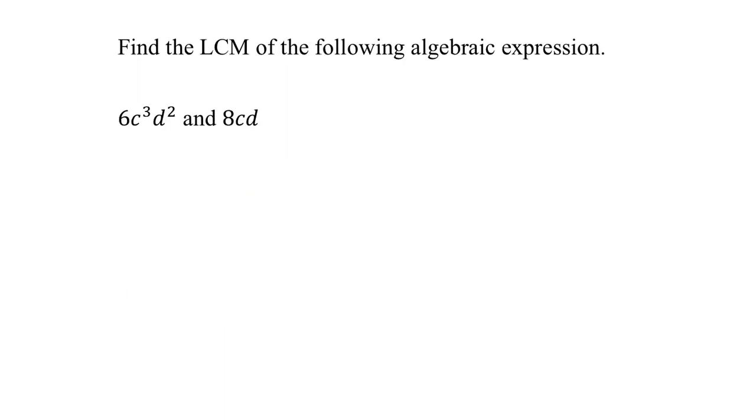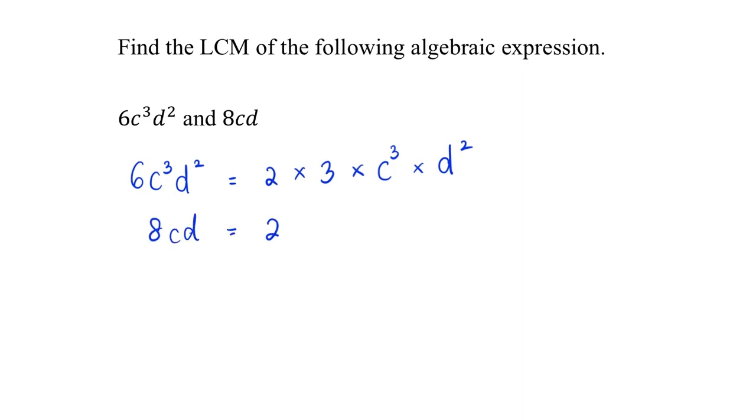Hello everyone, welcome to this part of the problem where we are required to find the LCM of the following. I'm going to express as a prime factorization of the two terms. So 6c power 3 d power 2 will be equal to 2 times 3 times c power 3 times d power 2. My 8cd will be equal to 2 power 3, 8 is 2 times 2 times 2, times my c times my d.